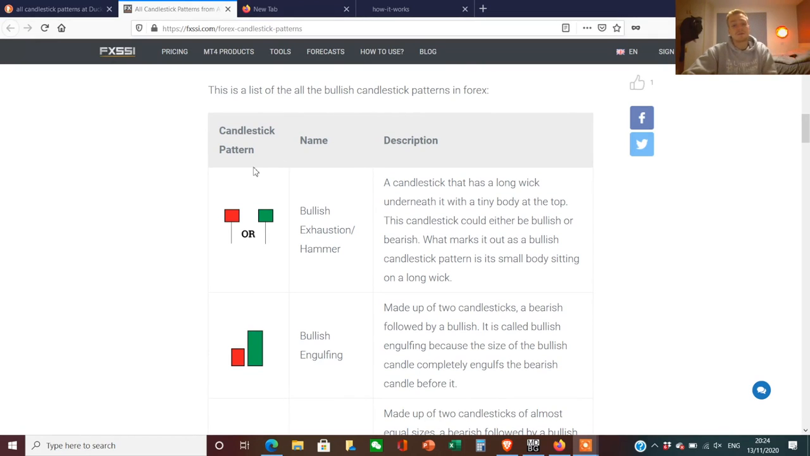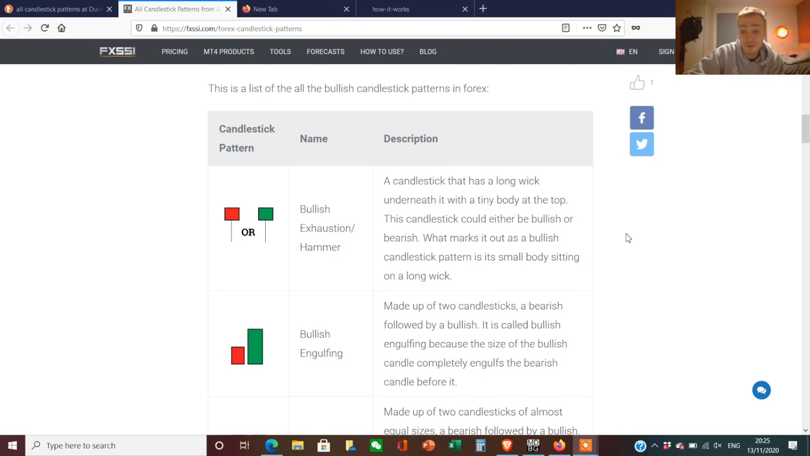So candlestick pattern. So it can either look red like this or green like this, and this is a bullish exhaustion slash hammer. So this is a candlestick that has a long wick underneath it and a tiny body at the top. This candlestick could either be bullish or bearish. What makes it out as a bullish candlestick pattern is its small body sitting on a long wick.